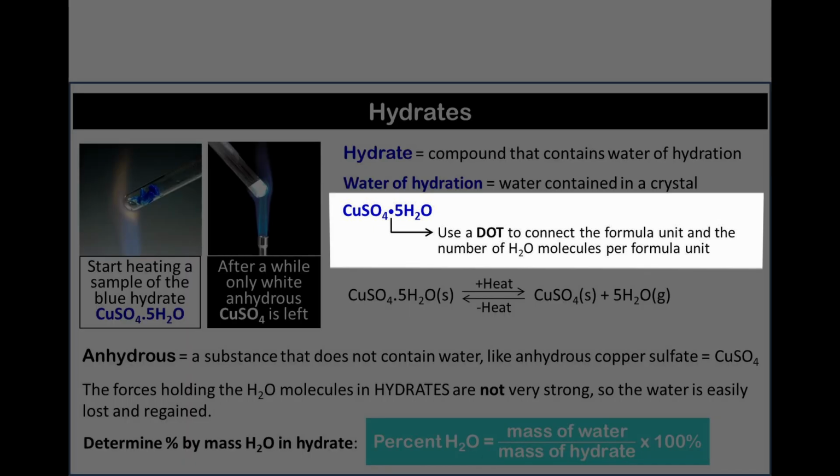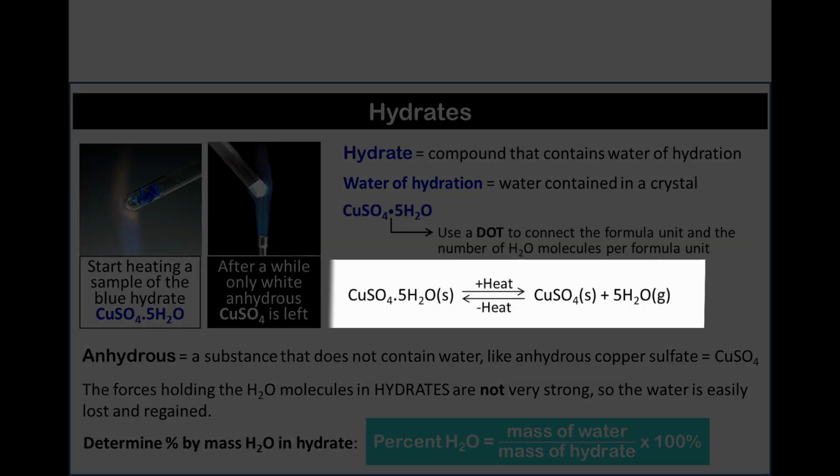In the chemical formula, a dot is used to connect the formula unit, and the number of H2O molecules per formula unit. Look at the chemical reaction that occurs when heating a sample of the blue hydrate copper(II) sulfate pentahydrate. If you read the reaction from left to right, you notice how the hydrate loses its water of hydration when heated to form the anhydrous copper sulfate. If you read the equation from the right to the left, you see how copper(II) sulfate pentahydrate is formed again when water is added to the anhydrous copper sulfate.